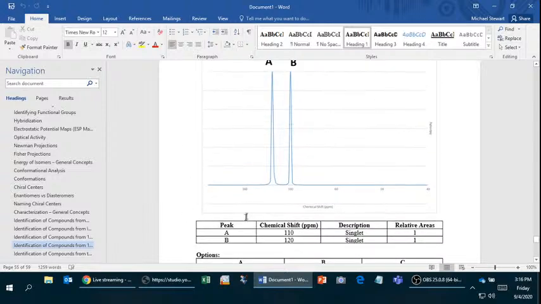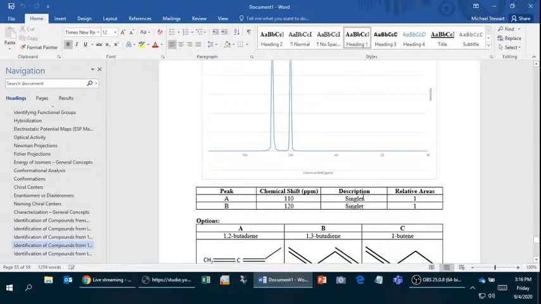If we go down to the next problem, we've got 2 chemical shifts, each a singlet with relative areas. So this isn't the number of carbons, it's just saying, oh, hold on, someone's being a brat.